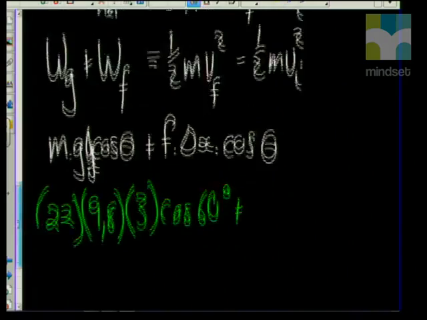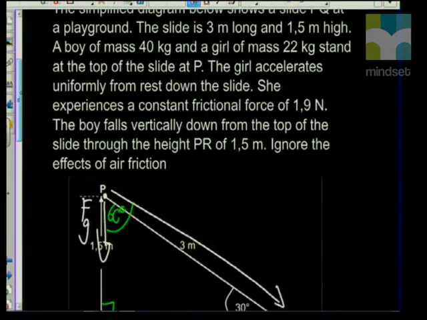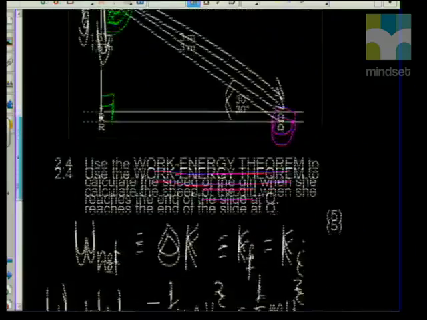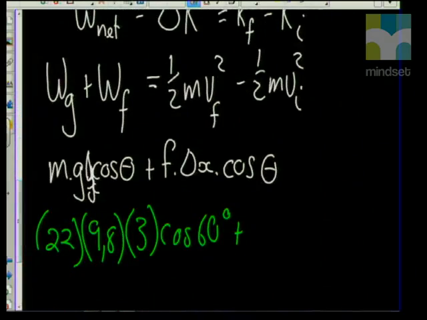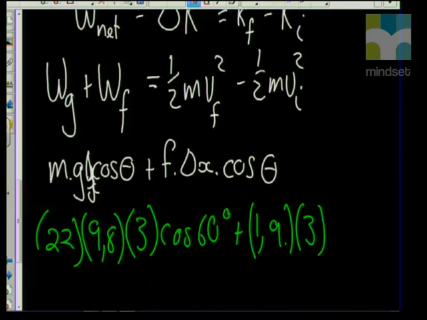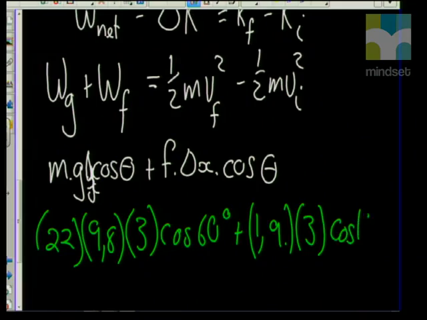Plus, what was the frictional force? They gave it to us. There it is, 1,9 newtons. Notice I put the 1,9 in brackets so it's all nice and neat, 3 meters. Now, guys, here's the important thing. What about the cos theta? The frictional force was upwards. The girl was going downwards. Can you see? That's at opposite angles. What's opposite? Cos 180.